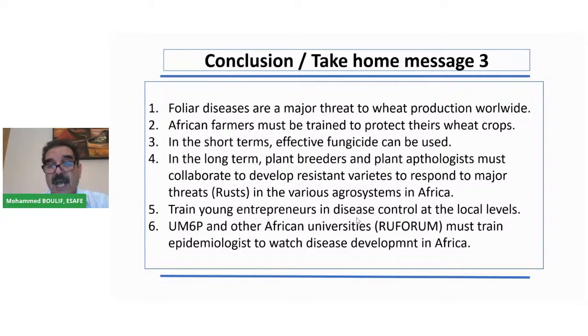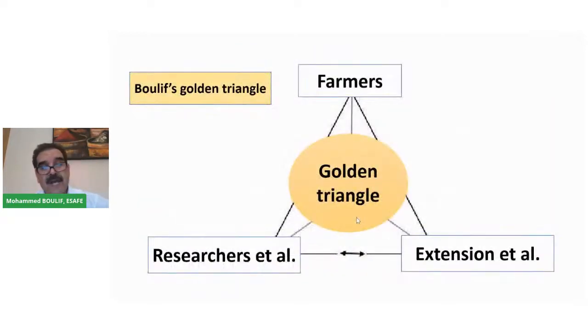in Africa. So I recommend, this is something that is dear to my heart, I call it the BOULIF's golden triangle. Any researcher should work, of course, the farmer is at the top of the triangle. He's the king, he's the one that we should all be serving.